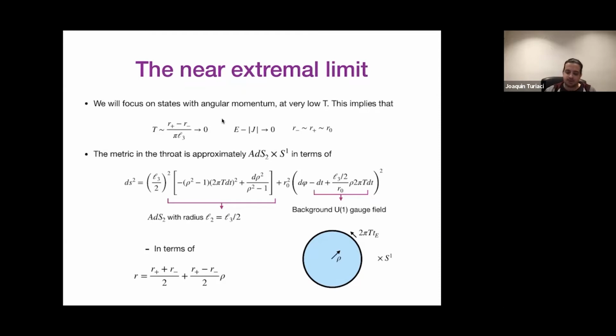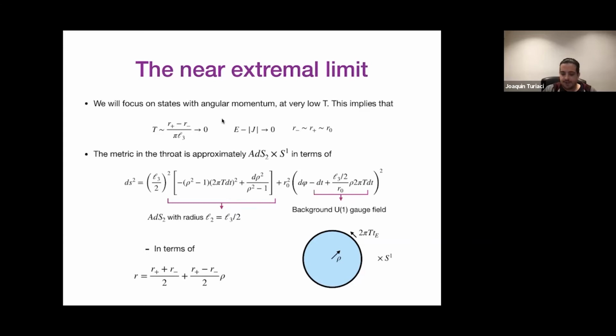In this case, the metric close to the Euclidean horizon will have an AdS2 factor with AdS2 radius L2. Here, rho is just related to the radial coordinate r in this way. It's convenient to write it in terms of rho because it's more familiar that this is AdS2. The Euclidean horizon is at the origin of the disk, so this is a hyperbolic disk.